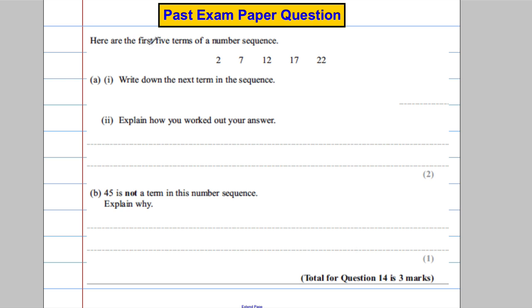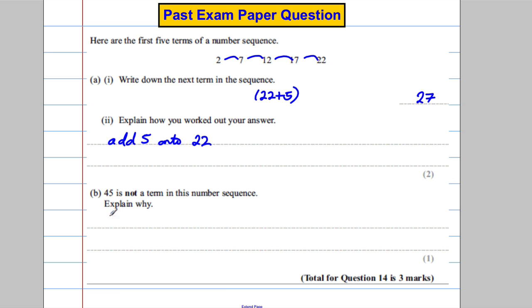Okay, going through this one: here are the first 5 terms of a sequence, write down the next. We're going up in 5 each time, so the next term in the sequence must be 27, which is obviously 22 add 5. Explain how you worked out your answer. You add 5 onto 22. Simple as that.